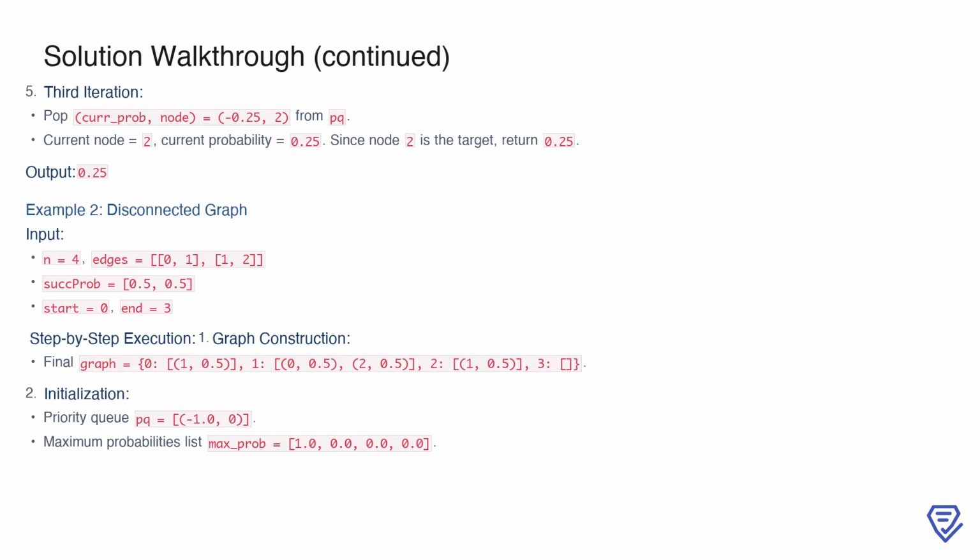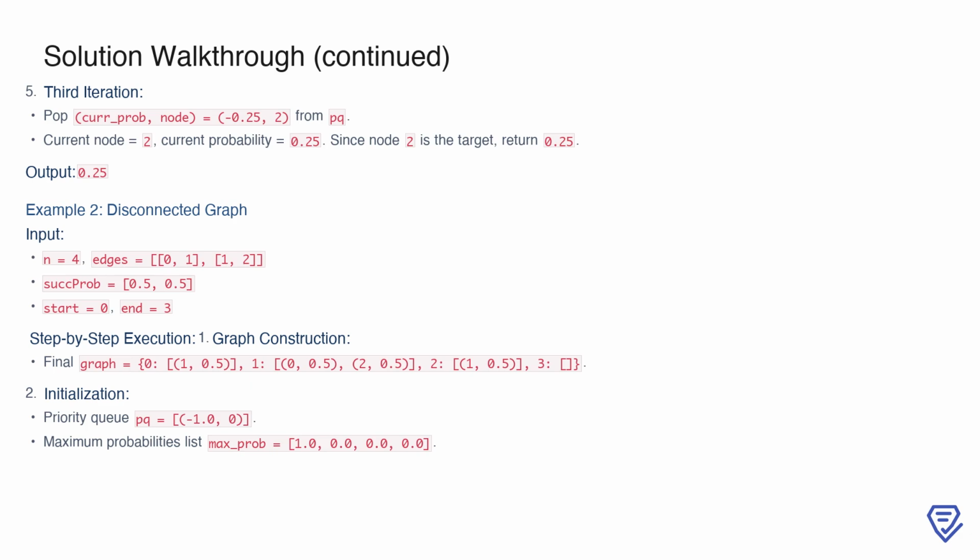In the third iteration, we extract node 2 from the priority queue with its highest probability of 0.25. Since node 2 is our target node, we can immediately return the current probability of 0.25 as the result. This means the maximum probability of successfully traveling from node 0 to node 2 is 0.25. This concludes the first example. Now, for the disconnected graph example, we start by constructing the graph.